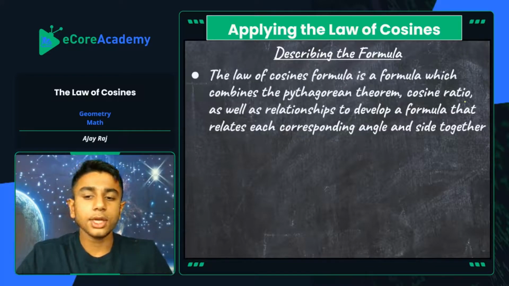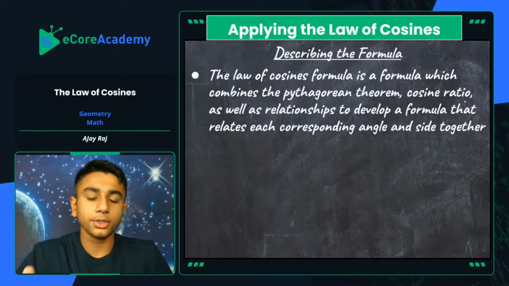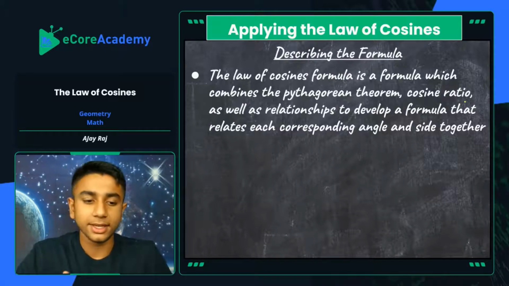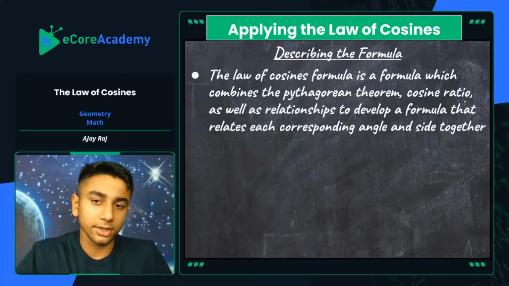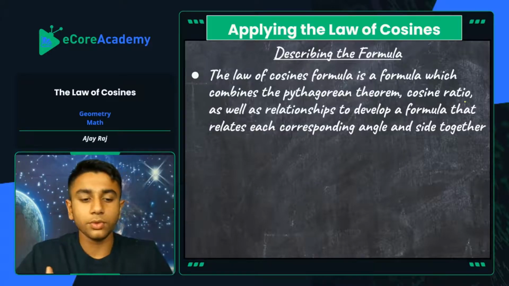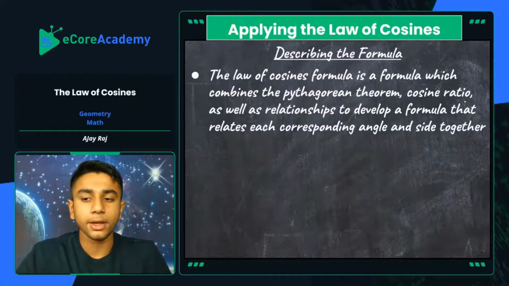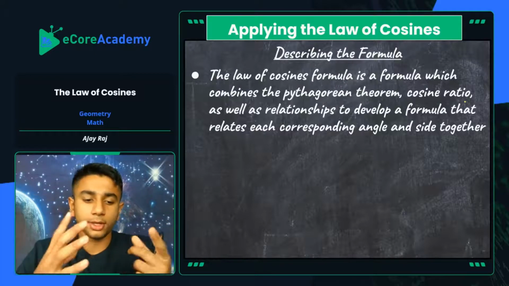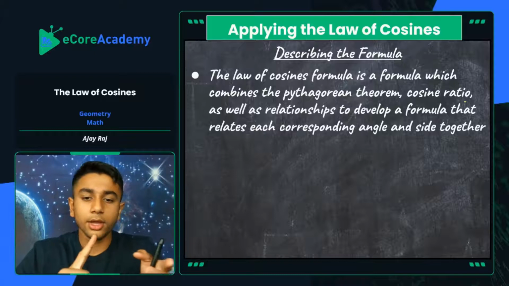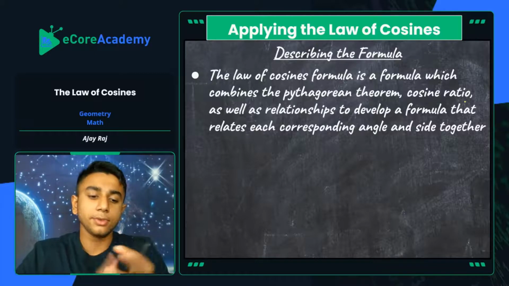So the law of cosines formula is a formula which combines the Pythagorean theorem, which might not make any sense to you. It doesn't necessarily need to. This is just a formula you utilize from various trial and error. It does not have any origin or backup, but it does have proof, which is the law of cosines. So it's a mixture between the Pythagorean theorem, and it's just a scrambling of all of them. So it's your Pythagorean theorem, your cosine ratio, and a specific relationship.